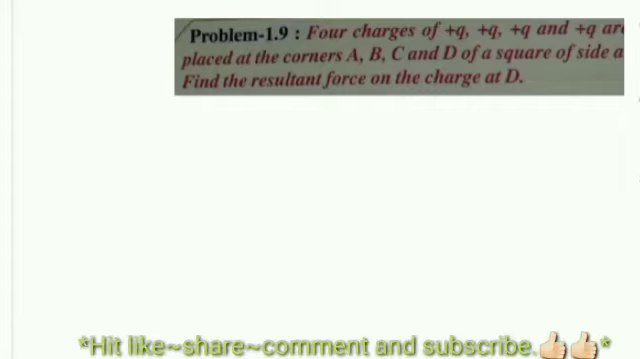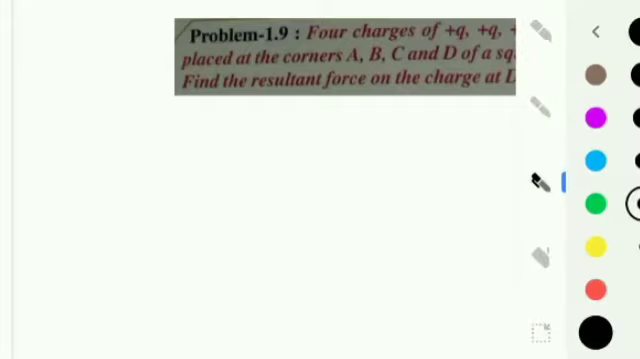Four charges of plus Q, plus Q, plus Q and plus Q are placed at the corners A, B, C, D of a square of side A. Find the resultant force on the charge at D. Here four charges are given, one at every corner of the square.